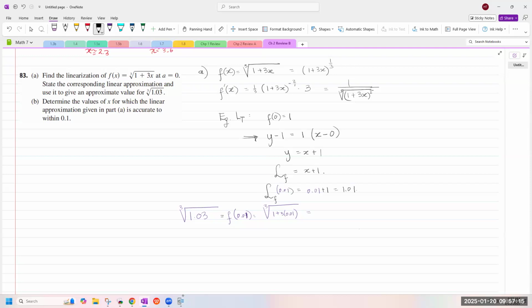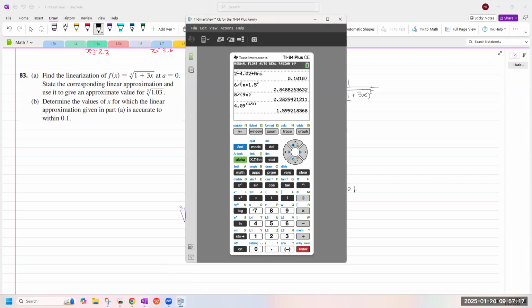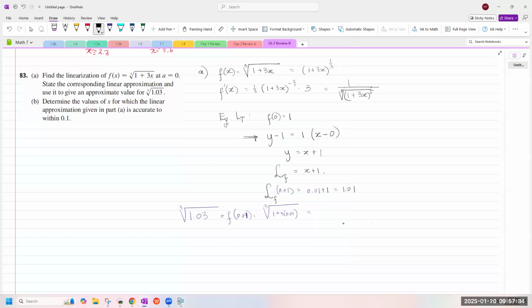Okay. According to our calculator, 1.03 taken to the power of 1 over 3 is 1.00990. Oh, not too far, huh? That's about 0.00007 off.